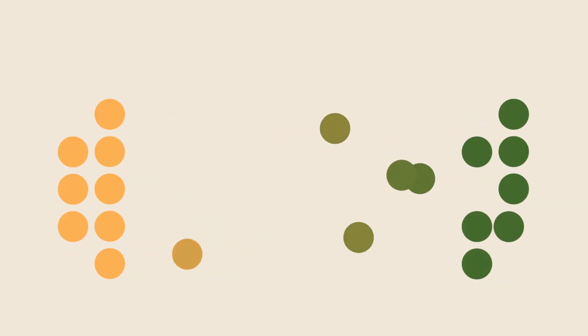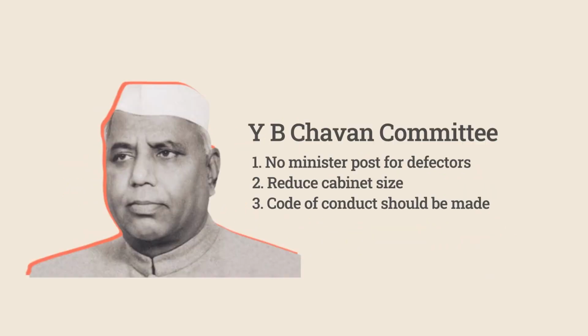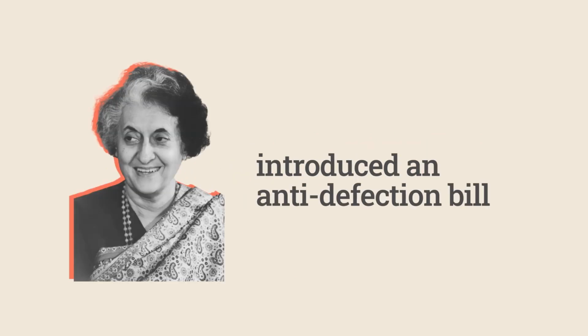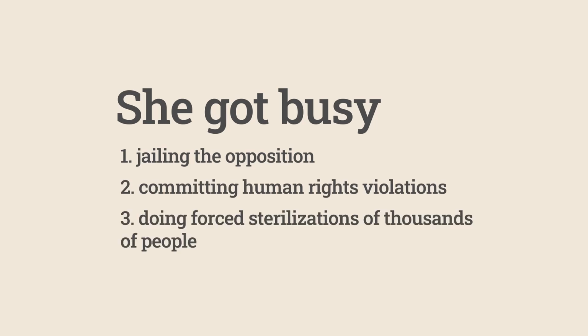Defections was such a big problem that a committee was formed to solve this issue. The committee gave some recommendations. And guess what happened? Nothing. In the 1970s, Indira Gandhi introduced an anti-defection bill, but she got busy. She got busy jailing the opposition, committing human rights violations, and doing forced sterilization of thousands of people. So the bill remained a bill.